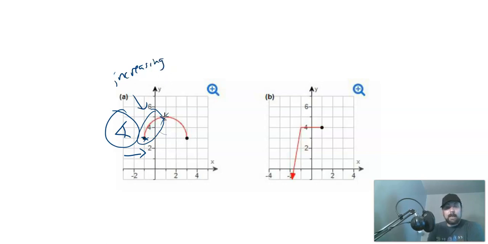Once it reaches that interesting point here in the middle, it starts heading back down. So there is where it's decreasing. And this graph is never constant. There's no constant part to this graph. It's increasing here, it's decreasing here, and that's it.